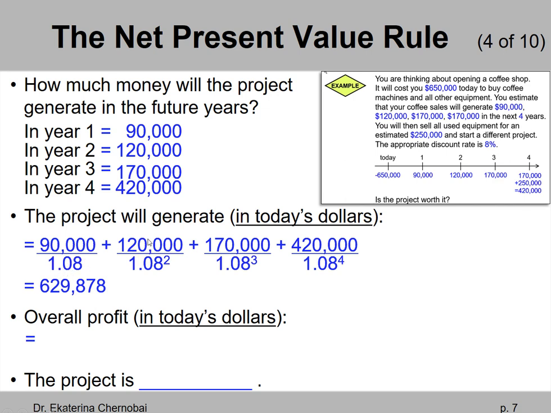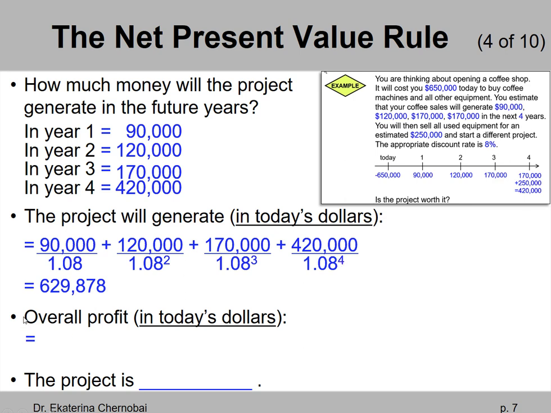The second year's profit, $120,000, is divided by the squared 1.08, right? Because it's 2 years in the future. And so on. The third year's number is discounted back by 3 years, so the power attached to 1.08 is 3. And the fourth year profit of 420,000 is divided by 1.08 to the fourth power.